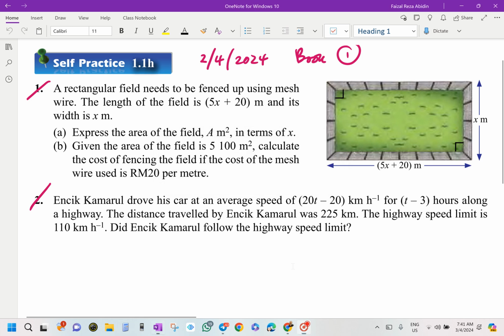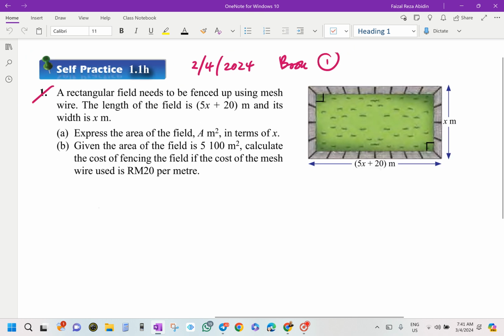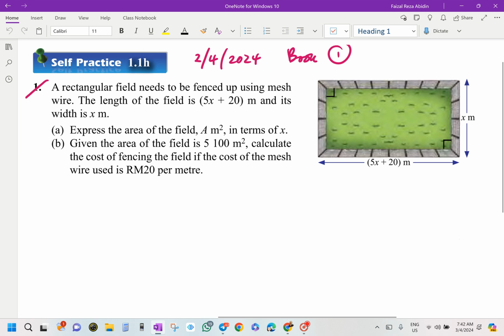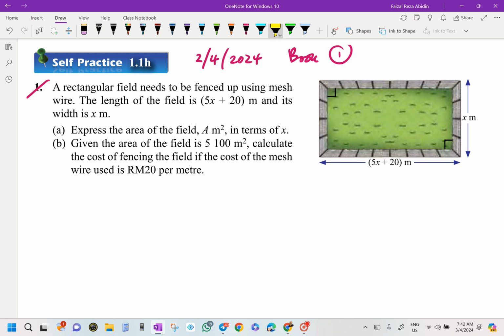For our chapter 1, if you look in our self-practice 1.1H, I ask you to do number 1 and number 2. We are going to try to solve the first one first. A rectangular field needs to be fenced up using mesh wire. The length of the field is 5x plus 20 meter and its width is x meter. Express the area. This one is almost the same as what we did previously, right?